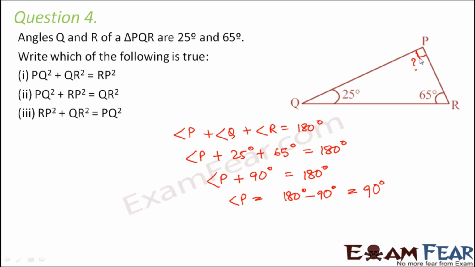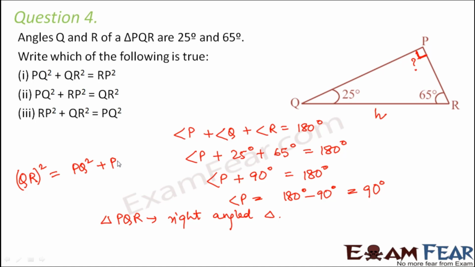So we find that this angle P is 90 degrees, which tells us that triangle PQR is a right angled triangle. Now in a right angled triangle, as per Pythagoras theorem, hypotenuse square, which is the side opposite to the right angle, that means this is the hypotenuse. So as per Pythagoras theorem, hypotenuse square, that is QR square, is equal to PQ square plus PR square. So this is true.